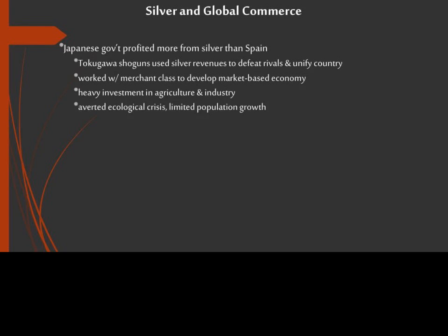Tokugawa shoguns used their silver revenues to defeat their rivals and eventually unify the country. It worked with the merchant class to develop a market-based economy. And so heavy investment was placed in agriculture and industry. And they basically averted an ecological crisis and even limited their population growth.